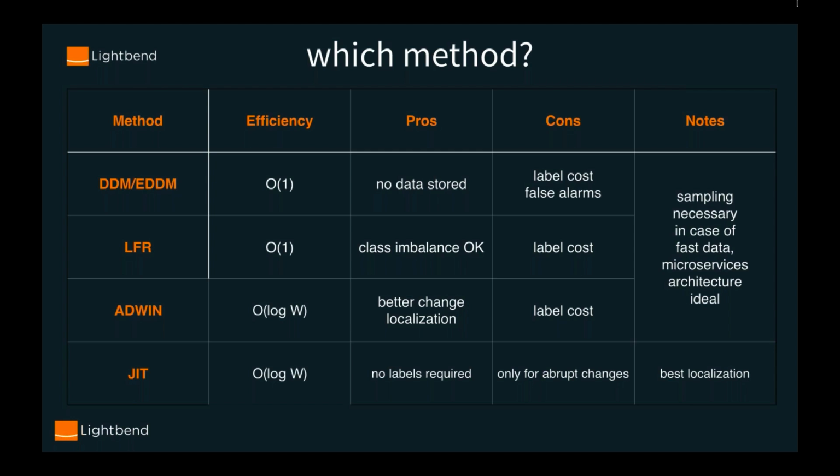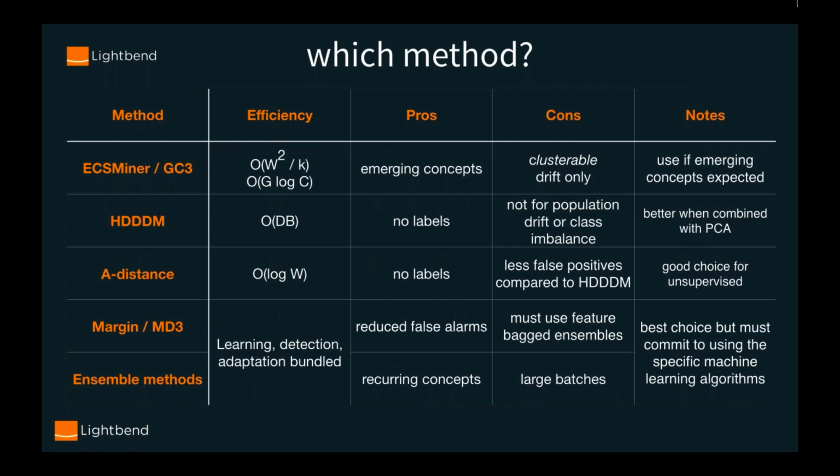Nevertheless, it's an interesting alternative. The ECS minor and GC3 are the representatives of the clustering group. As you recall, ECS minor is order of W squared by K in time, and order of W by K in space. W is the size of the window, and K is the neighborhood size. For GC3, it is order of G log C, where G is the grid size and C is the number of clusters.